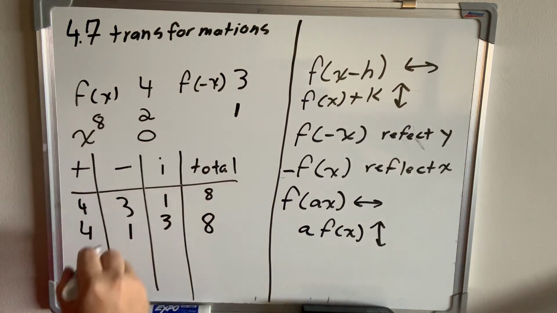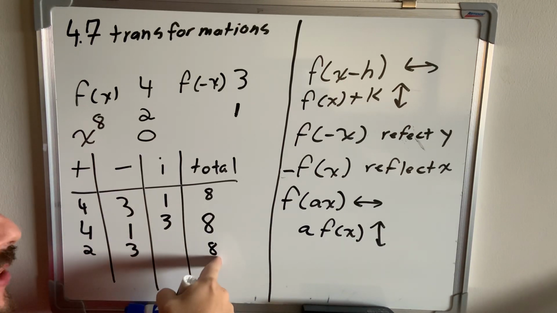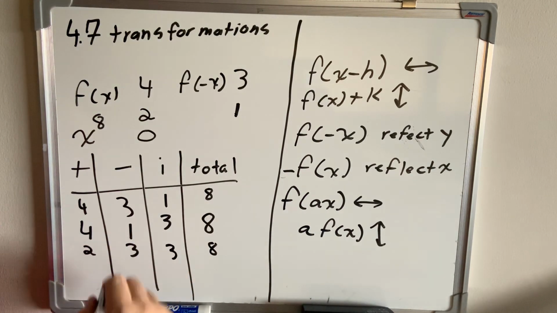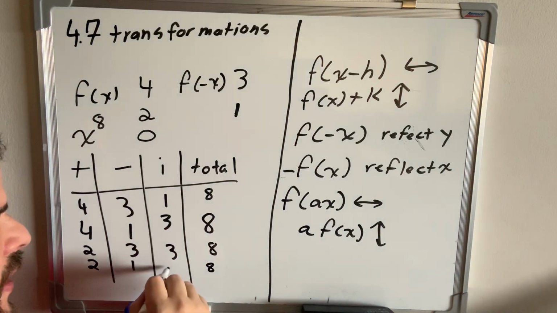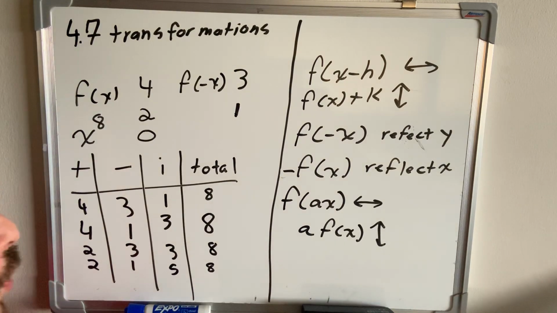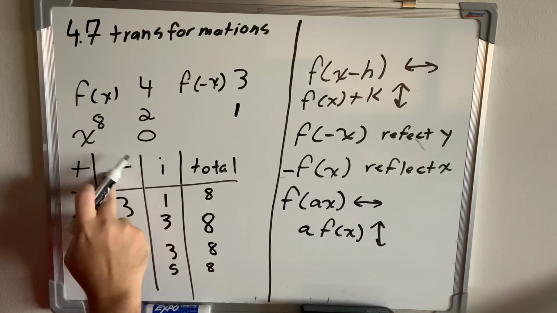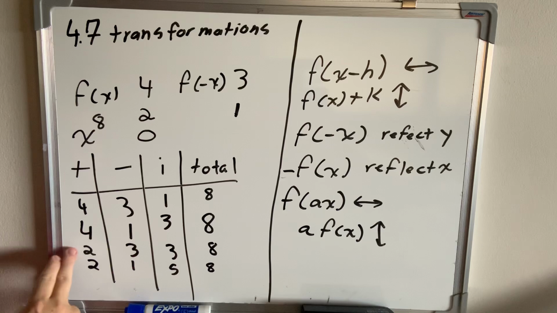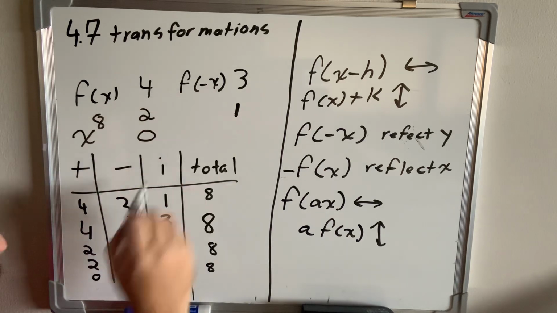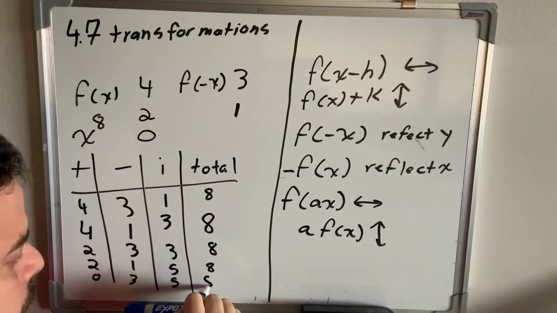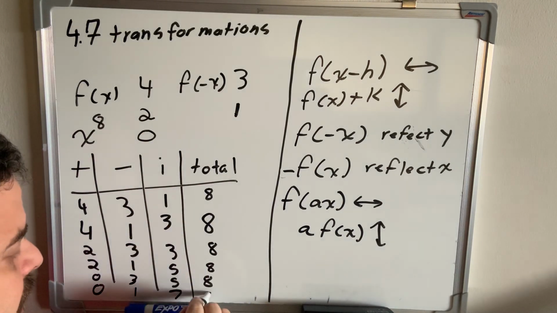Let's go on with my 2 now. 2 and 3. These add up to 5. Since I have to end up with 8, I'm going to have 3 here. Now 2 with 1. 2 with 1 is 3. Since I have to end up with 8, this number has to be 5. So again, the imaginary depends on the total of these 2. And the total of these 2 depends on all your possible outcomes. So I already finished with my number 2. Now let's go with my 0. No positive, 3 negative. That means I have to have 5 imaginary. And no positive, 1 negative. That means I have 7 imaginary.